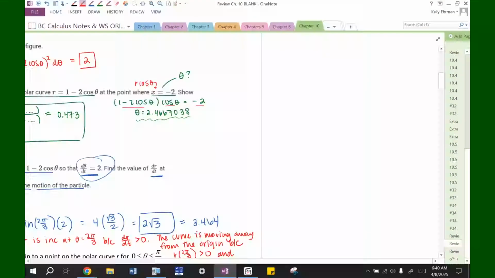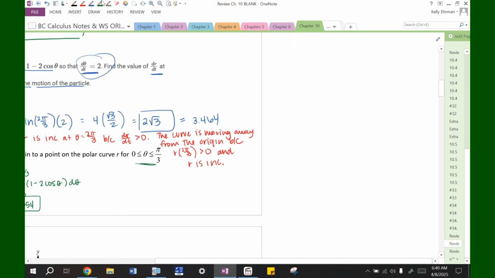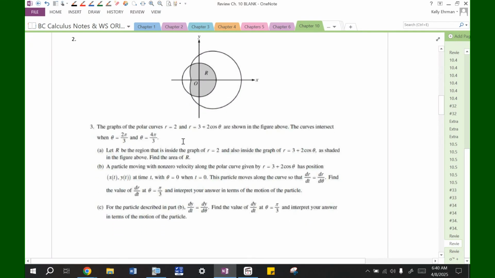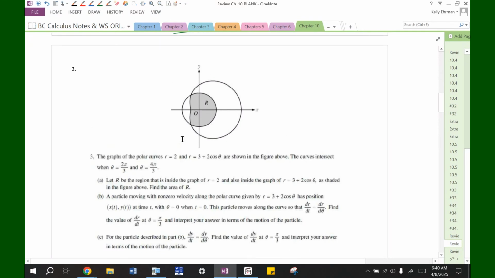All right. On to the second problem. We're still calculator allowed here. So this says the graphs of the polar curves r equals 2, which is the circle centered at 0, and r equals 3 plus 2 cosine theta are shown in the figure above. The curves intersect. Oh, they've done this for us. They intersect at 2 pi over 3 and 4 pi over 3. So for sure that's 2 pi over 3, quadrant 2, and this one is 4 pi over 3.